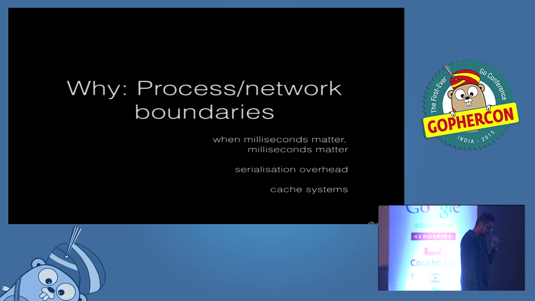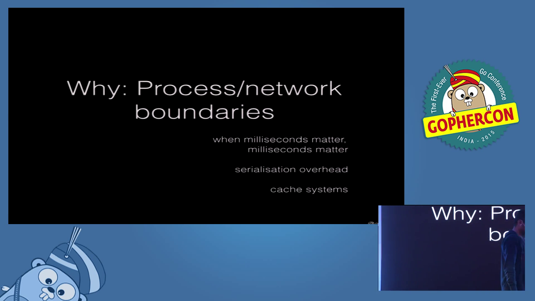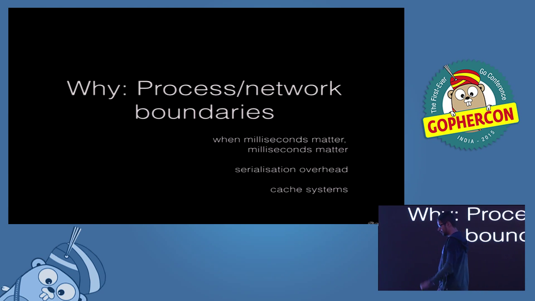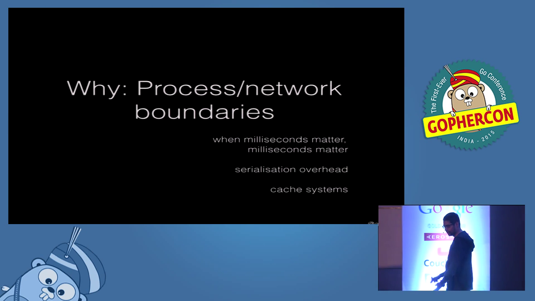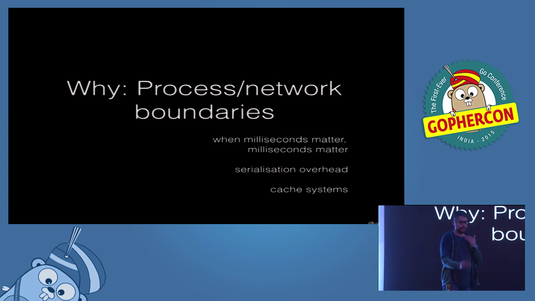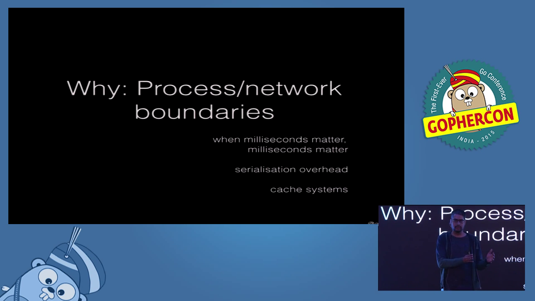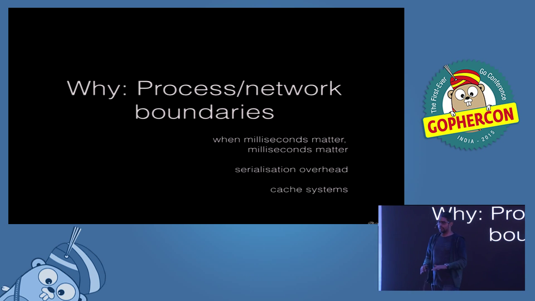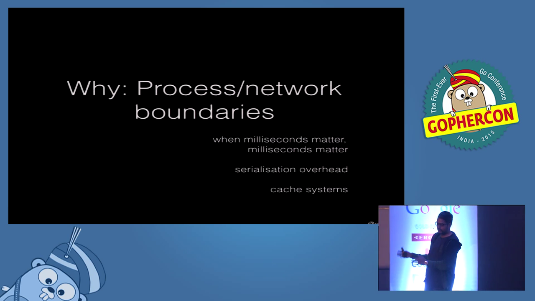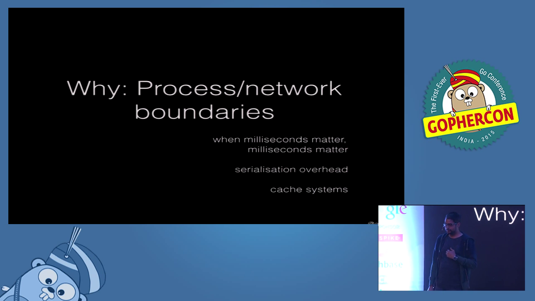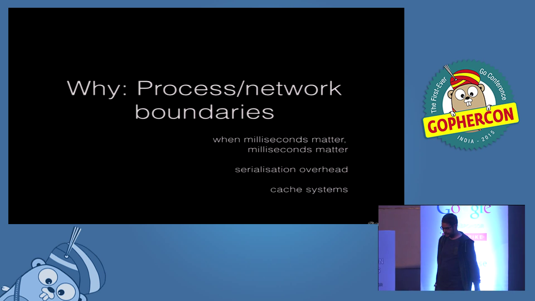Another reason you should consider storing data in memory is process and network boundaries. At the end of the day, if you are really worried about milliseconds, you have to worry about milliseconds. There is a cost, a penalty, when you're going from your process to another process. The operating system will schedule or deschedule your process and schedule some other process. It will do a lot of work. In the case of a network, it becomes even more. You are also incurring the TCP-related overheads and so on. Also related to that is the serialization overhead.